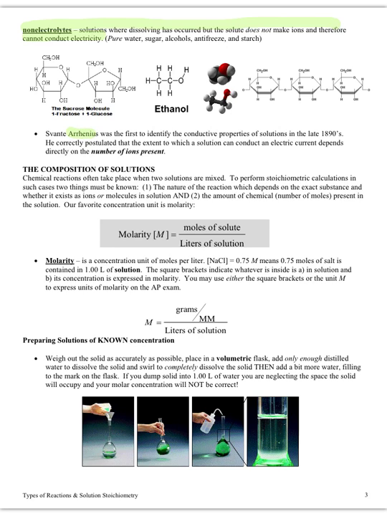Arrhenius, you're going to hear his name throughout the year. He was the first to identify the conductive properties of solutions, and he correctly postulated that the extent to which a solution can conduct an electric current depends directly on the number of ions present. And we said this on the previous page, that the more ions we have in solution, the more conductivity for that particular solution. Let me give you a quick example.